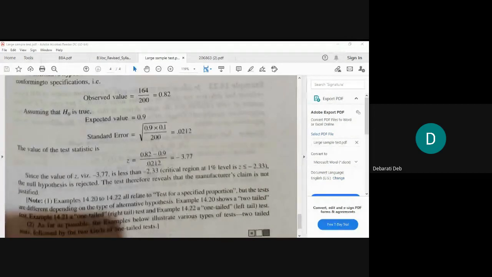See whether the answer is correct or not. Is it 0.82? Calculate and tell me. Once you finish calculation, you should unmute and tell, okay?